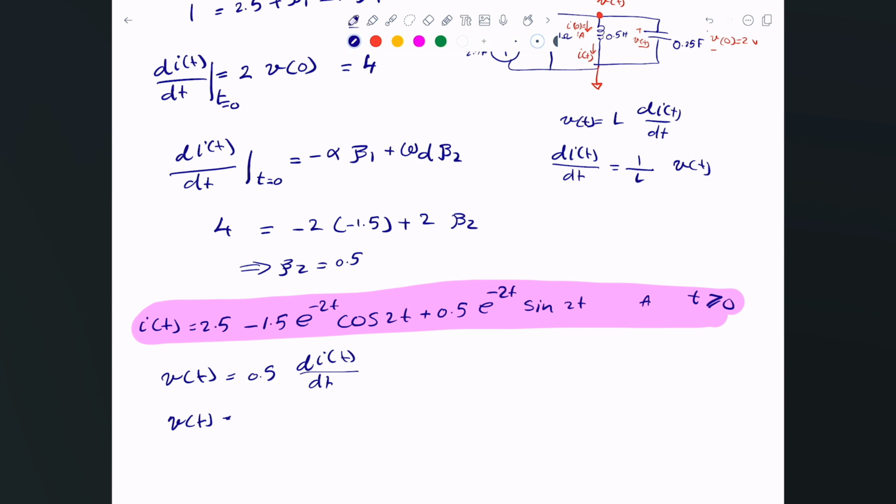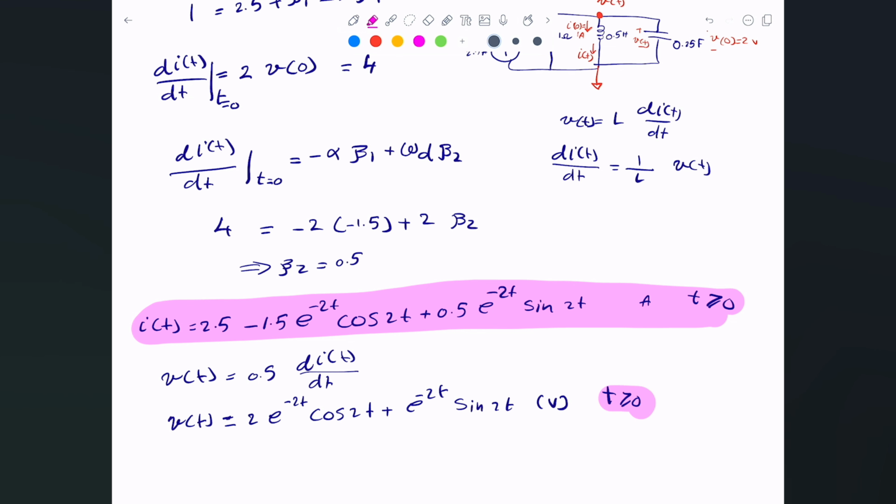And what you will end up with is the following. V of t should be equal to, of course, L multiplied by, well, L is 0.5, I wrote it, 2 times e to the negative 2t cosine 2t plus e to the negative 2t sine 2t, and that's in volts for t greater than or equal to 0.